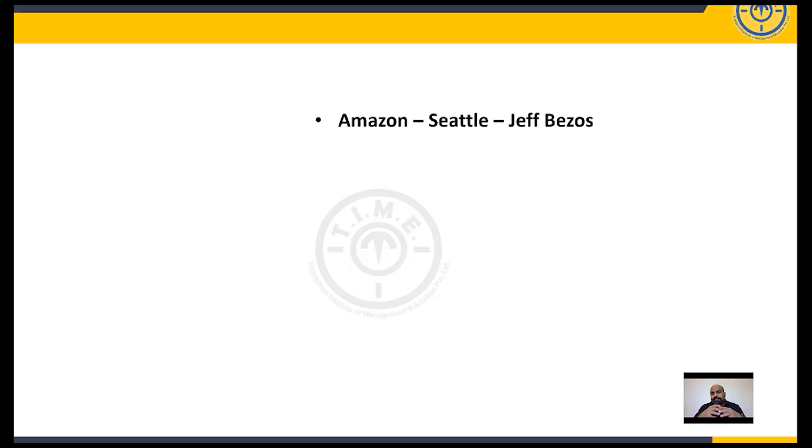Yes, it's Amazon as a single entity, whereas Alibaba Group has a lot of other entities like Taobao, Tmall, and AliExpress. So we are looking at a single platform. It's Amazon, my friends, the world's biggest e-commerce company. This company was founded by Jeff Bezos in 1997, and it's headquartered in Seattle, which is in Washington State.